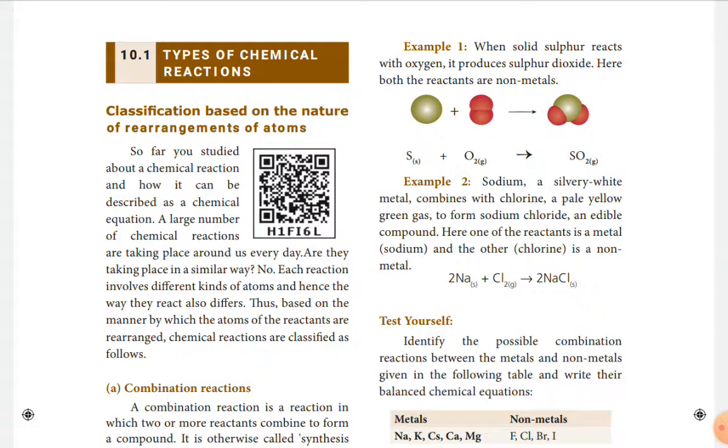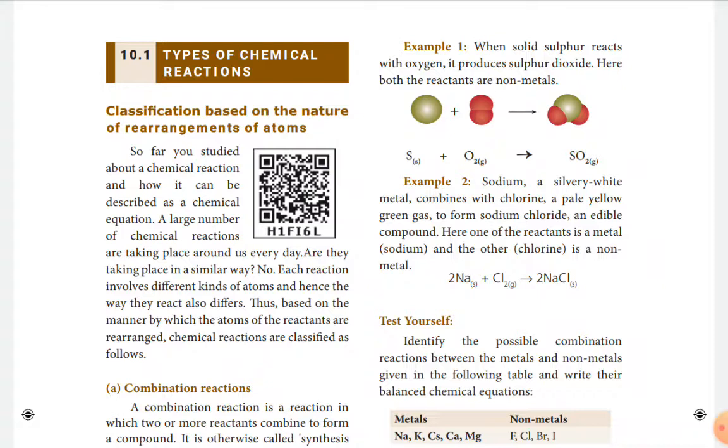Similarly, hydrogen plus oxygen gives water. You try it yourself in your rough notebook. Write it first in the form of a word equation, then convert it into a formula, then balance the equation. First step, write the word equation. Second step, write using chemical formulas. Third step, balance the equation. You have to write and practice.